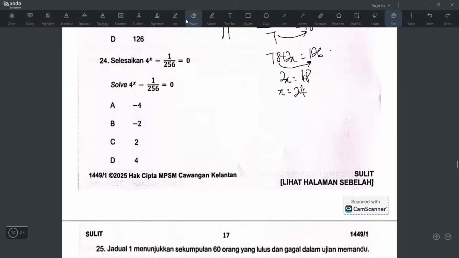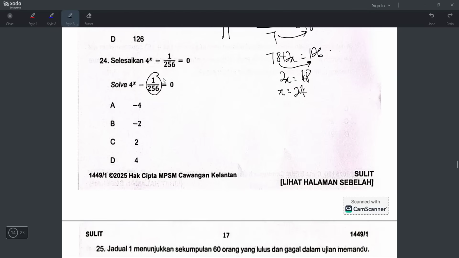Okay, number 24. 4 power x minus 1 over 256 equals 0. This is definitely an indices question. Yeah, it's Form 3, I think. It's one of the lower form chapters, indices. Okay, how to find x? Solve means find x. So how do you find x?